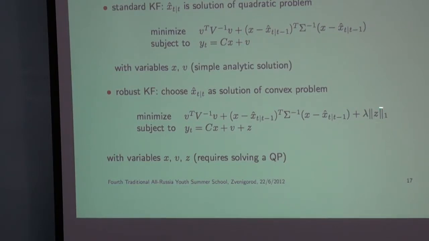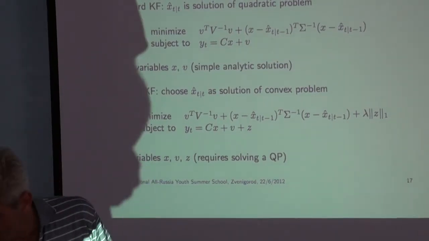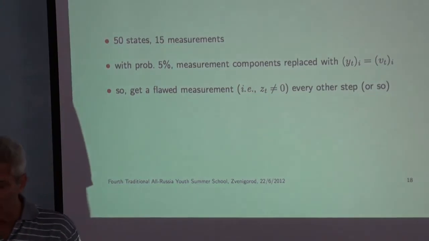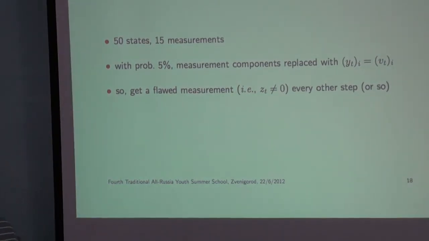But it doesn't have a simple analytical solution, this thing, right? Okay, so we're going to solve that. First, we're going to do an example. And the example has a problem with 50 states, which is big, and 15 measurements. And then with probability 5%, the measuring components are replaced with just noise.